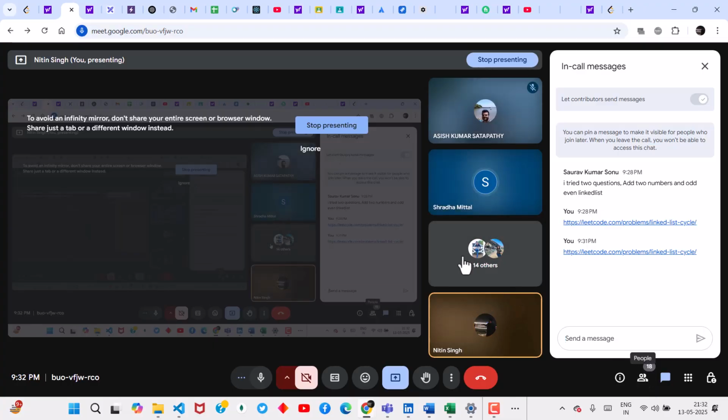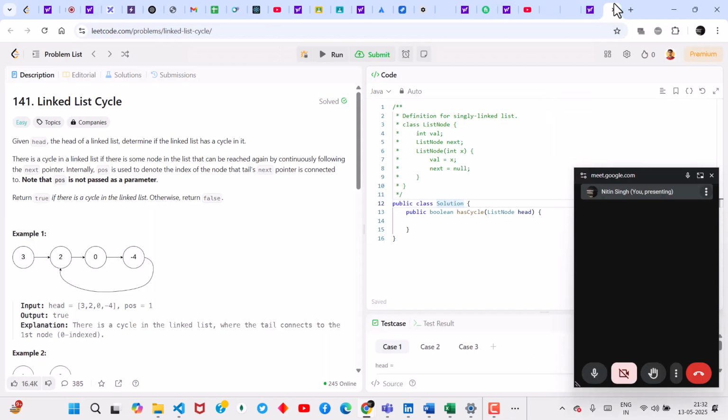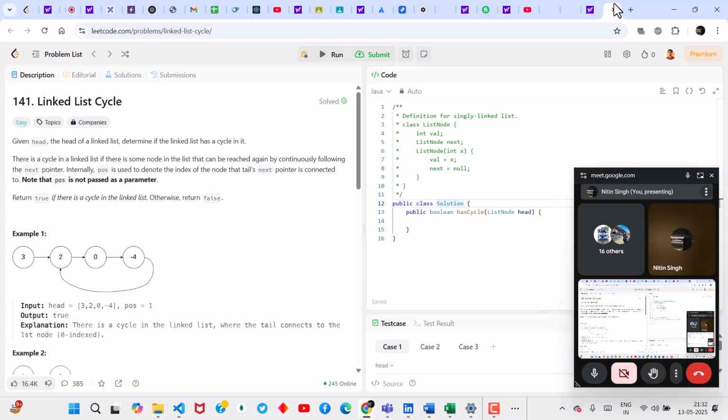In this question, we have been given a linked list with a cycle present. We have to first check if there is a cycle, and then we have to return the position to which the cycle is pointed to.